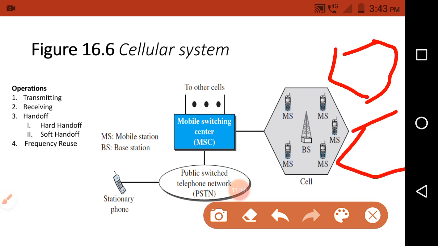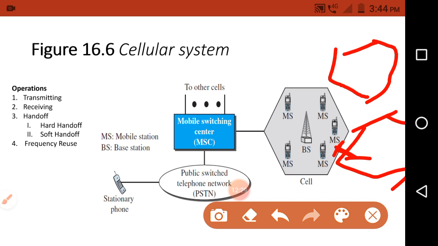This is another cell, so more cells are present. During the conversation or during the call, the mobile station will move from one cell to the other cell. Then the strength of the signal becomes weaker.